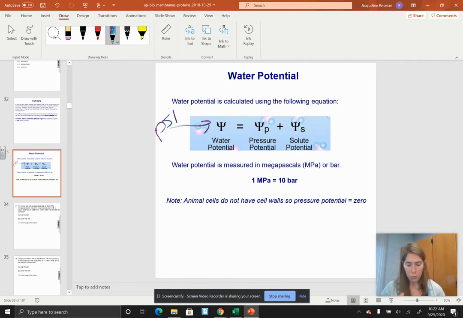So when we think about water potential, we have to take into account both pressure and solute. Animal cells don't have cell walls, so they don't have the rigid structure that plants do. Their pressure potential is going to be zero, so for animal cells we're looking at solute potential. For plant cells, we have to take pressure potential into account. So water potential equals pressure potential plus solute potential.